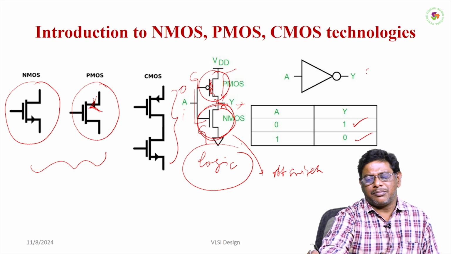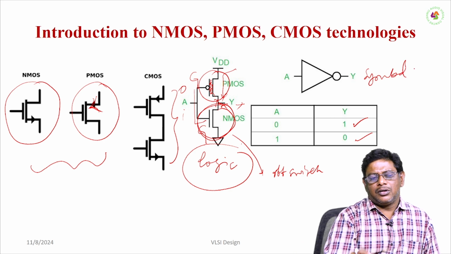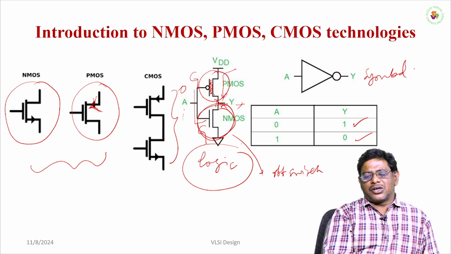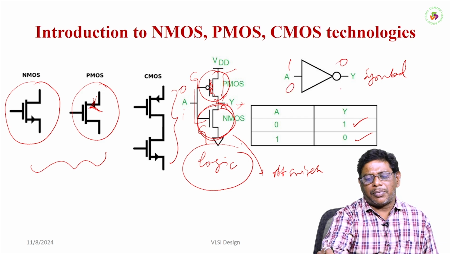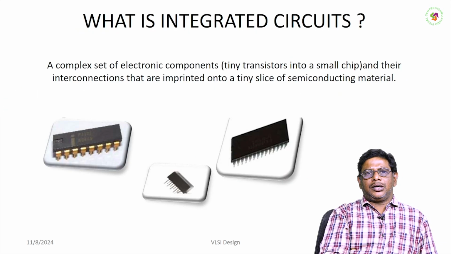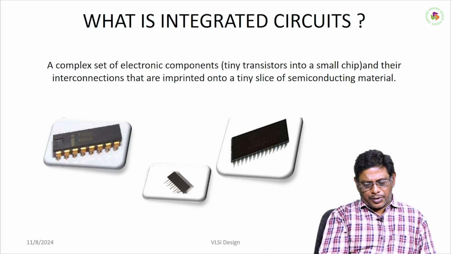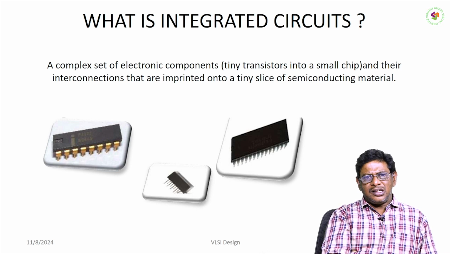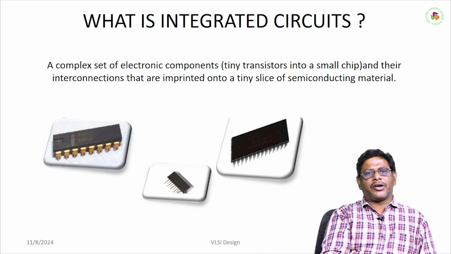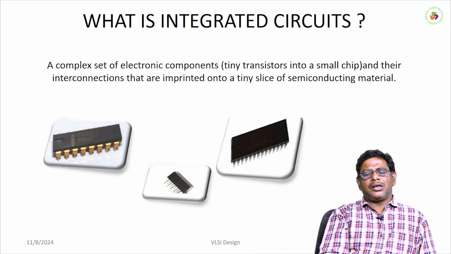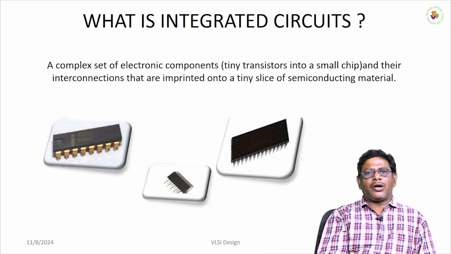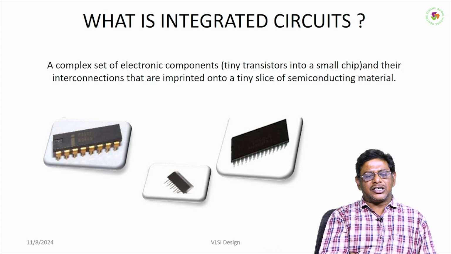So here you can see the symbol of the inverter circuit, where when you apply 1 you get 0, and when you apply 0 you get 1. Okay, so this is the basic component. In order to design any kind of circuit, we are going with this. As the inverter circuit is the basic model for an integrated circuit, we are going to consider a number of transistors together to form an integrated circuit.